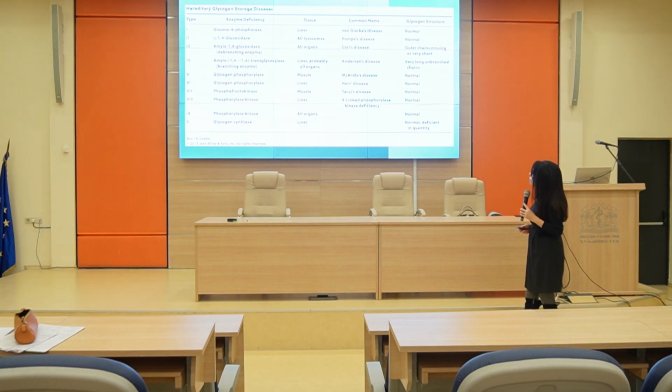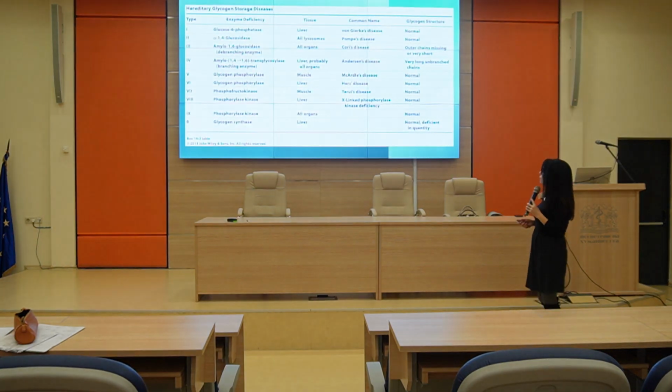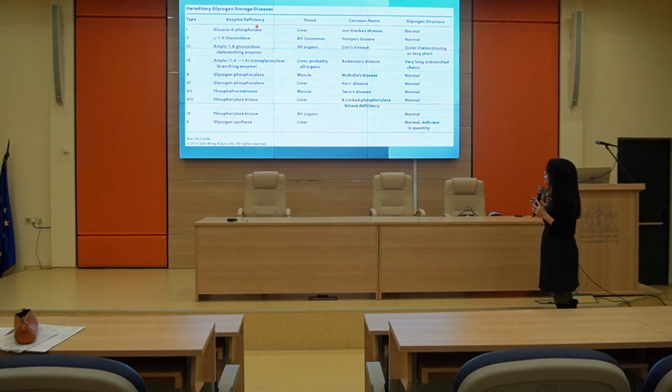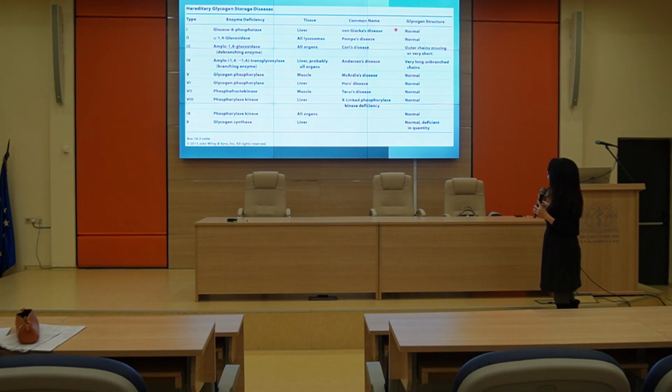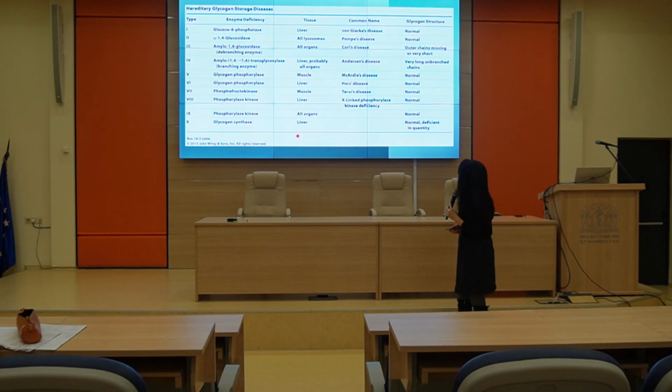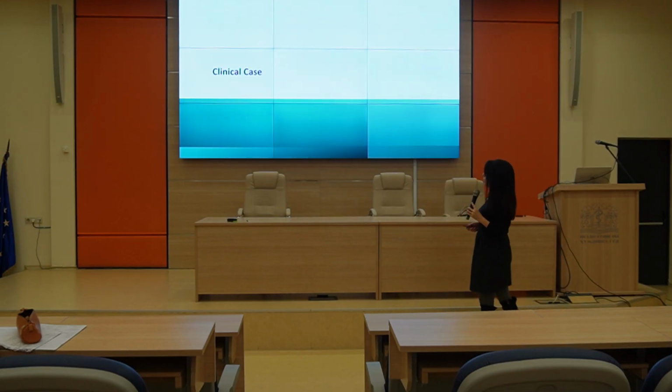Let's see all glycogen storage diseases. In this table, you can see the enzyme deficiency of all these enzymes. If there is deficiency of glucose 6-phosphatase in the liver, the common name of this disease is von Gierke disease, and the glycogen structure is normal. If there is deficiency of the enzyme alpha-1,4-glucosidase, Pompe disease will be the name, and so on. We'll talk about the first one, von Gierke disease. Now, a clinical case.